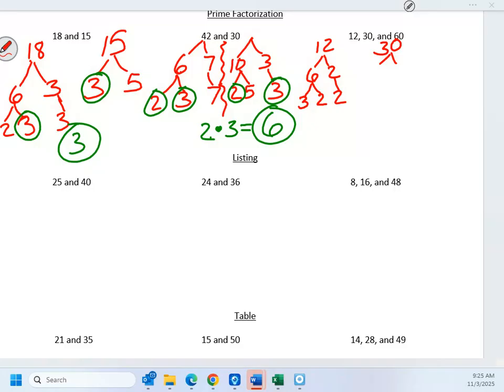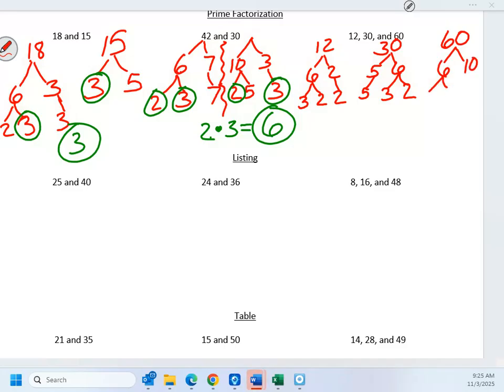5 and 6. 5 is already prime, I can't break it down. 6 I can break down into 3 and 2. Those are all primes. Now I have 60. What is a factor pair for 60, Rhoda? 6 and 10.